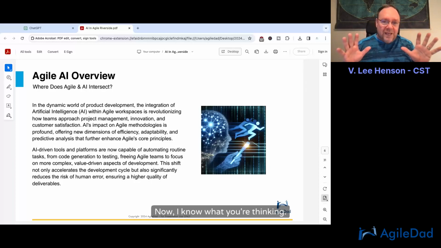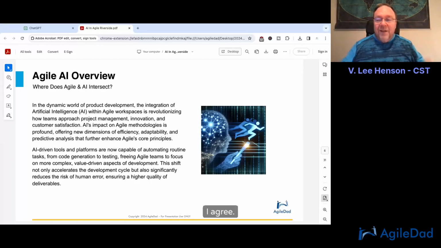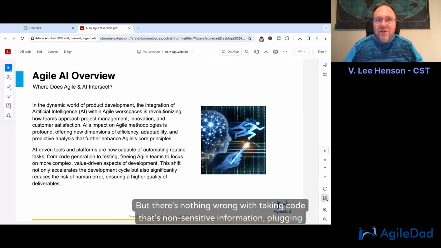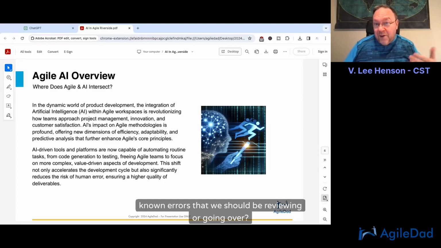Now, I know what you're thinking. You probably don't want to rely on AI to write your code for you. I agree. But there's nothing wrong with taking code that's non-sensitive information, plugging it into AI and saying, hey, can you help me identify if there's any places with known errors that we should be reviewing or going over?